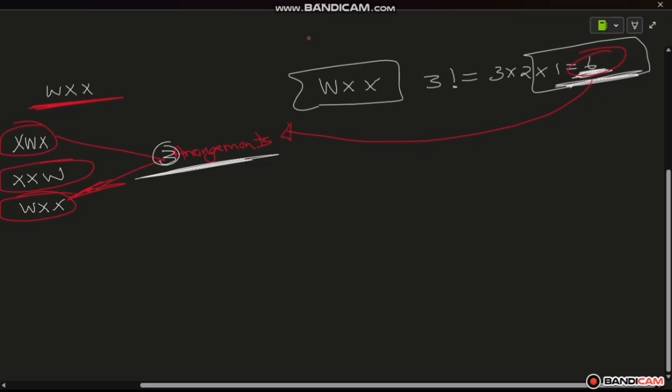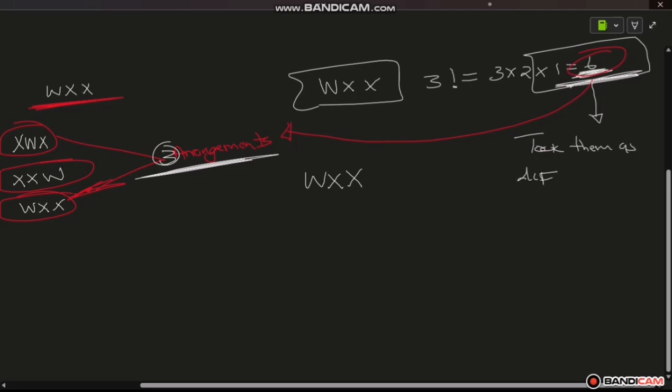So the 6 and the 3 don't correspond, because we have 6 arrangements and we have 3 arrangements. Let me actually show you what happens. Now we have WXX. Here we're actually forming the arrangements. Then the restriction, they told us that we must take them as different letters. But if they don't say this, it means that you must take them as the same letters or the same alphabets. I hope that makes sense.